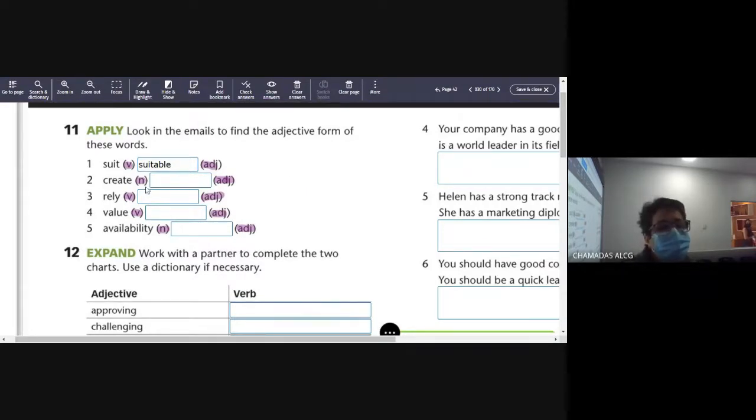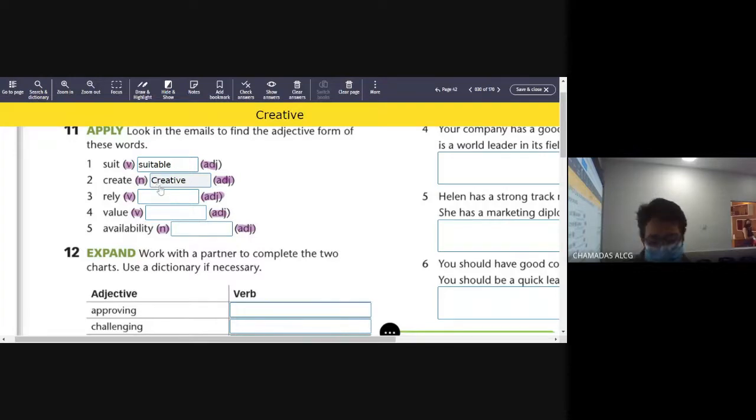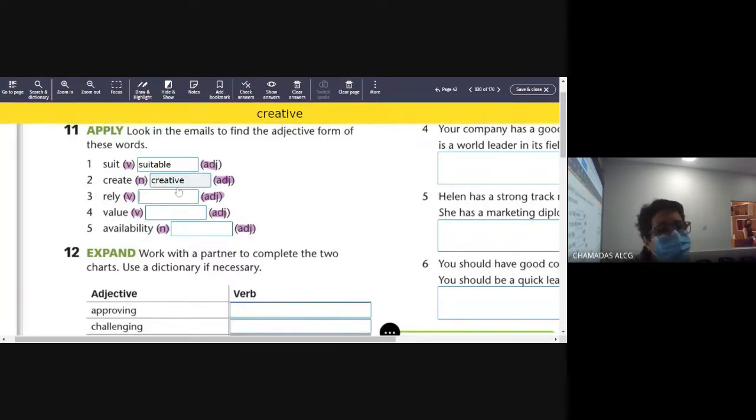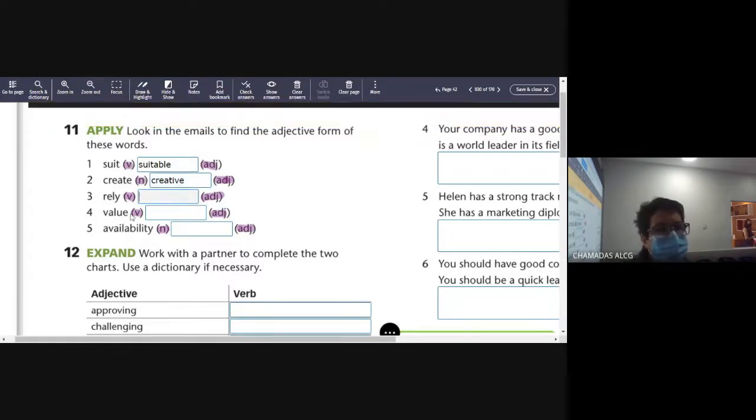Now, number 2, create is a verb. To make an adjective, creative, okay? It's not necessary to use a capital letter. Creative. You just have to change a little bit right at the ending.